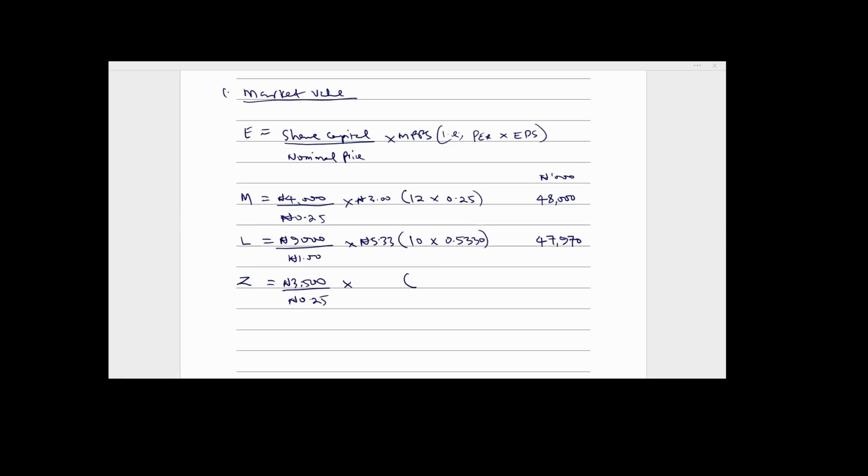9 multiplied by 0.381. Let me confirm that. 0.381. Yes, it is. So bring out your calculator. 9 multiplied by 0.381 equals 3.429.